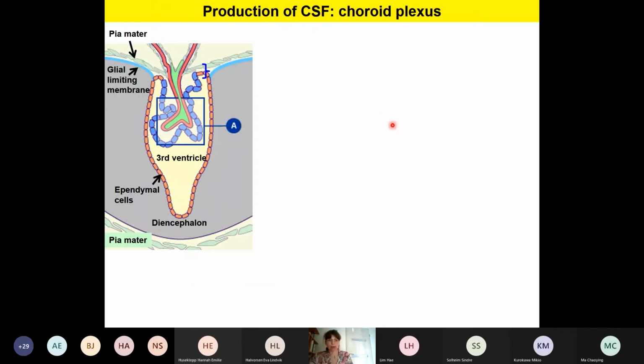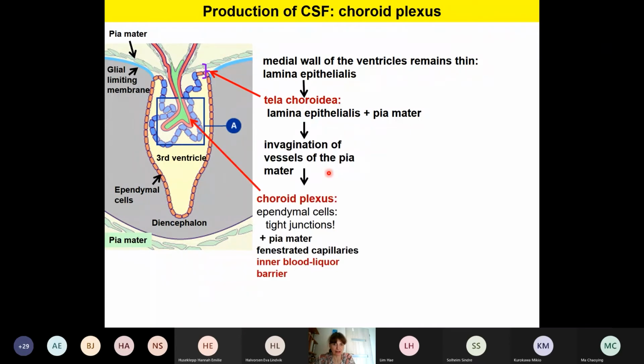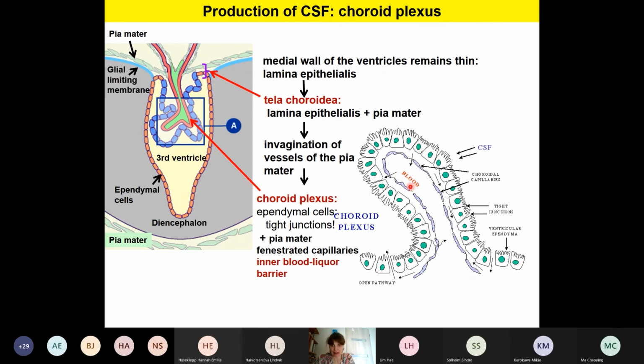About the choroid plexus, I do not want to speak in detail now. You have previously heard about it, but I show only a schematic drawing for this. As you can see, the ventricles are lined always by ependymal cells, and where the vessels of the pia mater protrude into these ependymal cells, we have then the choroid plexus. Otherwise, we speak about tela choroidea. And here in this area, the capillaries are fenestrated, but we have lots of tight junctions between the ependymal cells. So this is actually the inner blood liquor barrier.